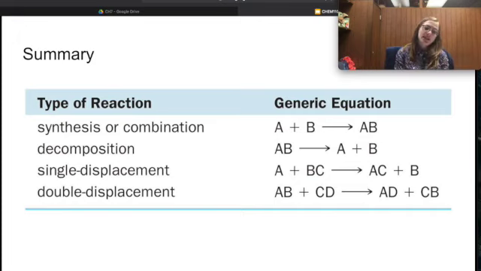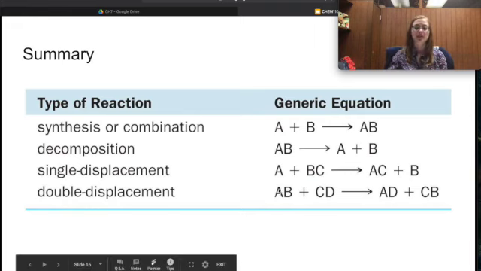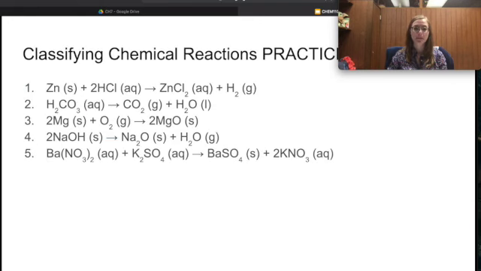If we see that one of our elements switches from one to the other, so how we have BC on the left-hand side and AC on the right-hand side, that C swapped from the B to the A. That's single displacement. However, if you swap both and you have two kinds of pairings, we have a double displacement reaction. So again, we see AB goes to AD and CD goes to CB. So that's a little bit how that works.